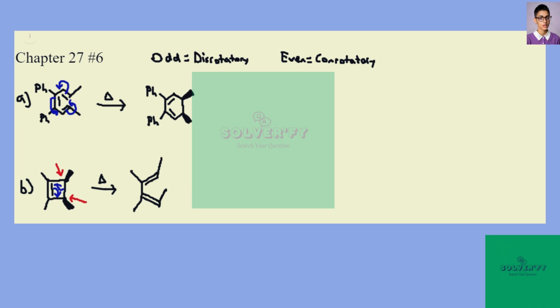And then there, that carbon is also rotated up, so that methyl group is also pointing up now. And so that's actually going to be cis stereochemistry. So they rotate in the same direction, and here they end up one trans and one cis. And so that is the answer to Chapter 27.